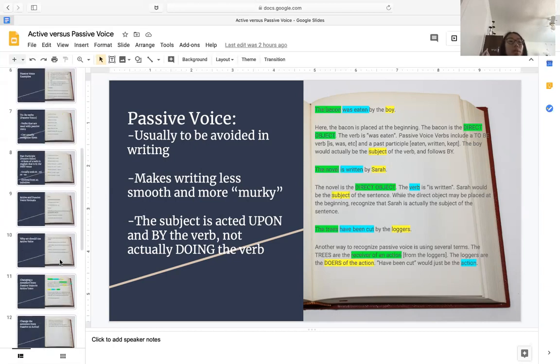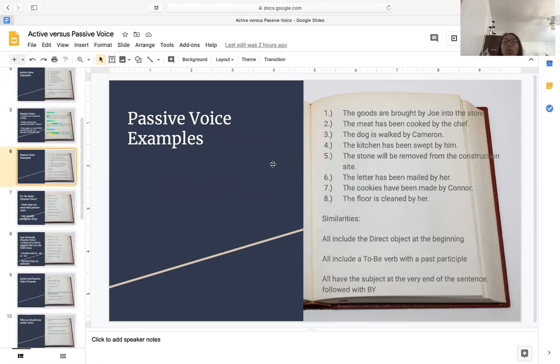Let's go over some passive voice examples. The goods are brought by Joe into the store. The meat has been cooked by the chef. The dog is walked by Cameron. The kitchen has been swept by him. The stone will be removed from the construction site. The letter has been mailed by her. The cookies have been made by Connor. The floor is cleaned by her.